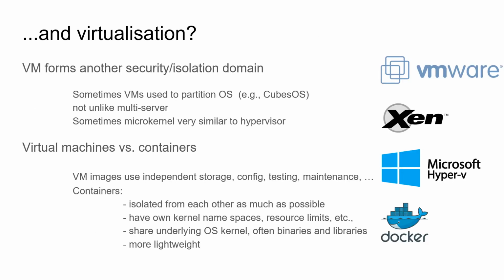What about virtualization? Well, if you look at it, virtual machines are essentially just another security domain. Okay, so that means that you have to provide isolation and security there. And if you want to be extreme about this, since this looks pretty much like processes that also need to be isolated, well, maybe you can use these virtual machines to partition an operating system, which is exactly what happened in some solutions, such as CubeOS. And then you get something that is not unlike a multi-server operating system.